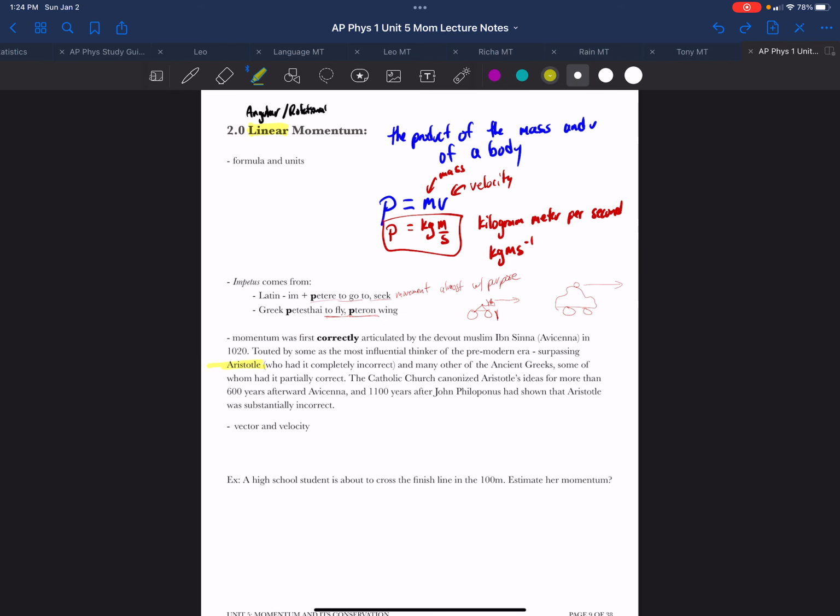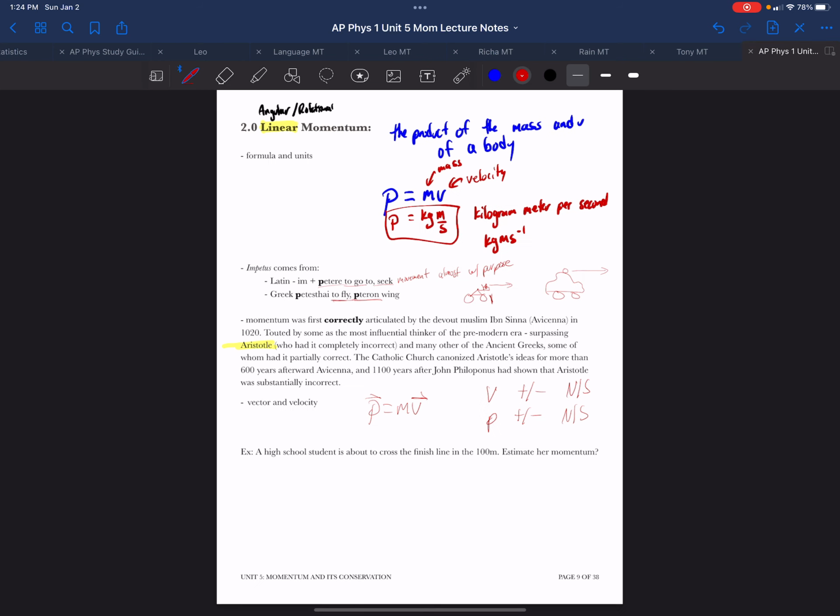So, momentum, p equals mv. Velocity is a vector, which means it has direction, which means that momentum has a direction. Velocity can be positive or negative. Momentum can be positive or negative. Velocity can be north or south. Momentum can be north or south. Left or right, east or west, and so on. So, important things to know about linear momentum.